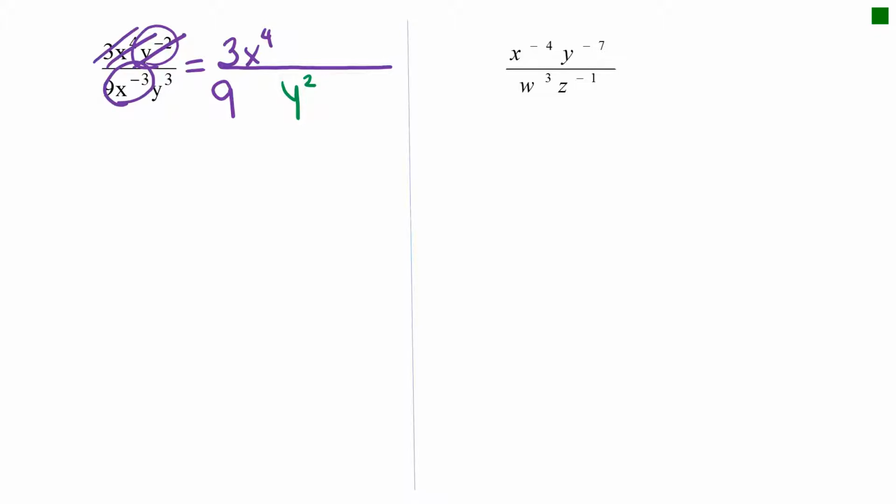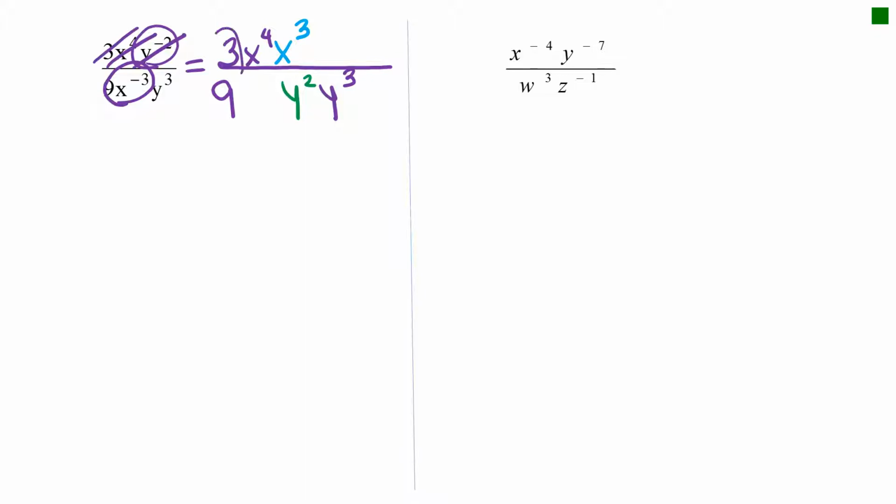X to the negative 3, whoopsie doodles, it's got a negative power, so I'm going to move it to the top and make the power positive. Y to the third, it's got a regular old positive power, so I leave it there. So the ones that move are the ones that have negative powers. If it was a negative number, it stays. Negative powers. Powers have the power to move, okay?